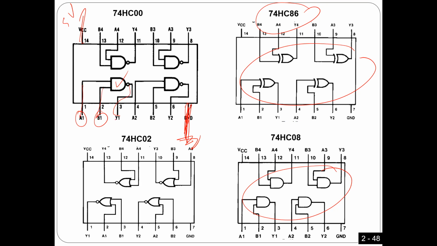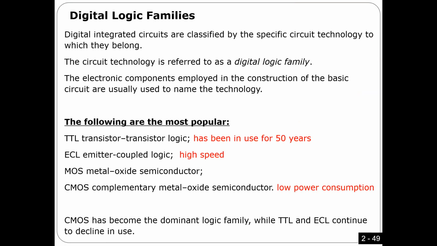One more thing, when you read the data sheet, it gives you information about too many things, like propagation delay, noise margin, and all of these things. One of the important things I want you to understand is that these logic chips come in different families. For example, when you read the data sheet, it's going to tell you this is CMOS or MOSFET or TTL or ECL.